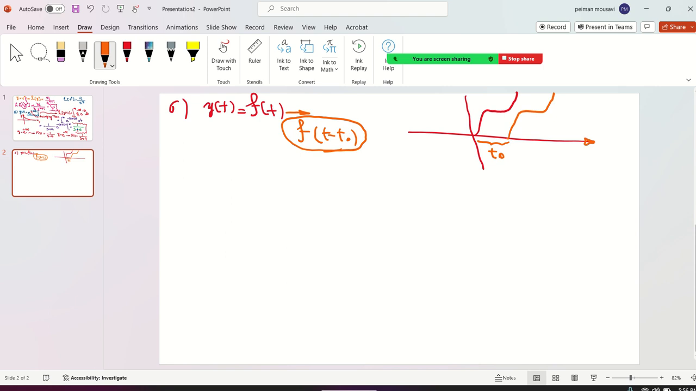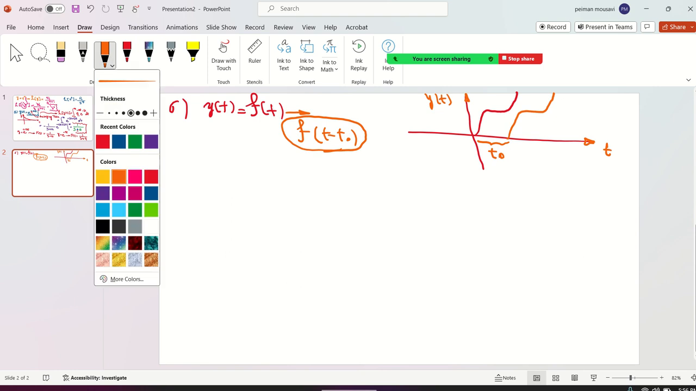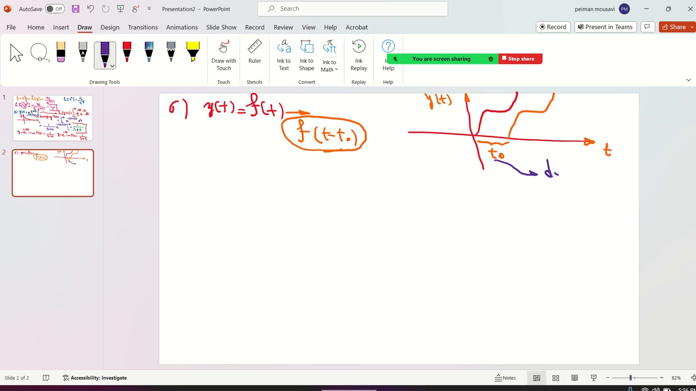And this is time. What have I done mathematically? Come on. The name of this is delay. You see the same graph, with the delay happening t naught times after that. Clear? So when you see this notation, it means delay. Delay.